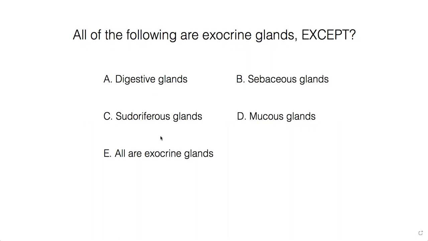So let's go ahead and approach this question. There is not a lot of information given right off the bat. Really, the only thing we have to go off of is that we are looking at exocrine glands. So the first thing that should really spring to mind is, what are exocrine glands and what kind of glands are we comparing these to?